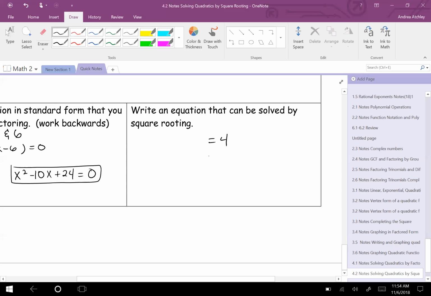Okay. What else do we need? We need a squared variable, right? So let's do x squared. Do you want to add, subtract, multiply anything by the x squared? What? Let's add 8. You want to do anything else? Okay, can I solve this by square rooting it?